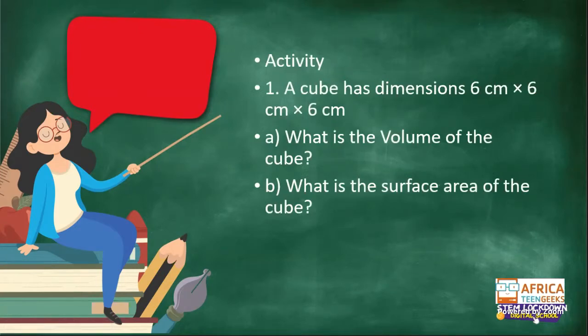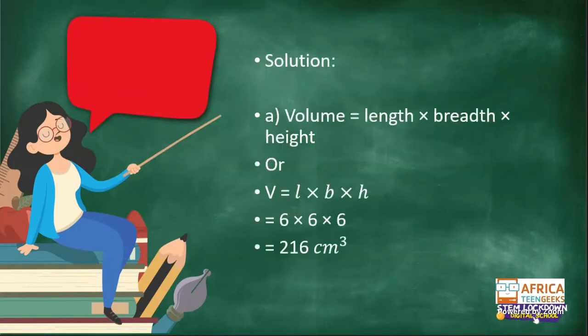We have done this activity before, where a cube has dimensions 6 by 6 by 6. If you have to calculate the volume, you will be able to calculate it as follows, which is L times B times H, and it will give you 216 cubic centimeters.